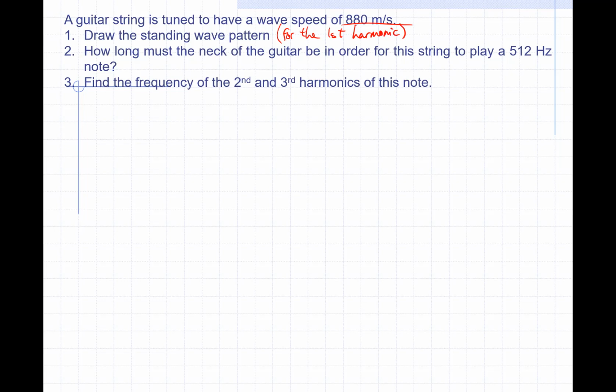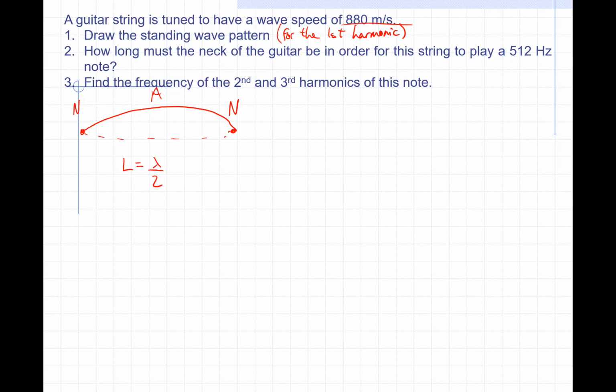How long must the neck of the guitar string be in order for this string to play a 512 Hertz note? Okay, so let's draw the pattern. We have a node and a node. And it's the fundamental frequency, so it's just going to look like this, which means we're getting half of the wavelength. L equals lambda over 2. For the full wavelength, we would need 2 antinodes. I know this drawing's kind of bad.